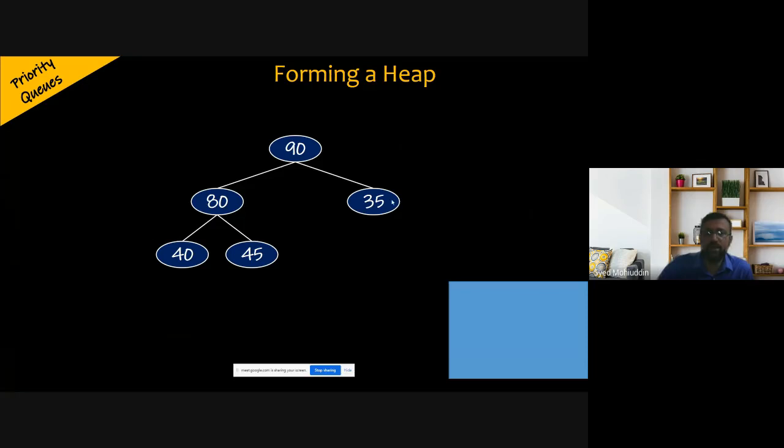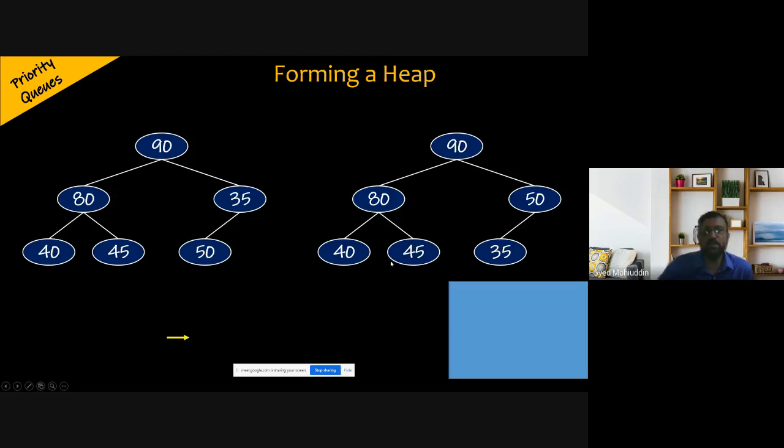Then another node, 45, I am inserting. If I insert 45, I will not insert it as a left child. I have to insert it as the right child of node 80. Now when 45 is inserted, is it satisfying? Yes, it satisfies both the structural as well as the relational property, because nodes 40 and 45 are smaller than node 80. And 80 and 35 are already satisfied.